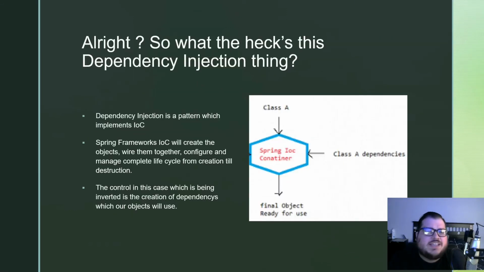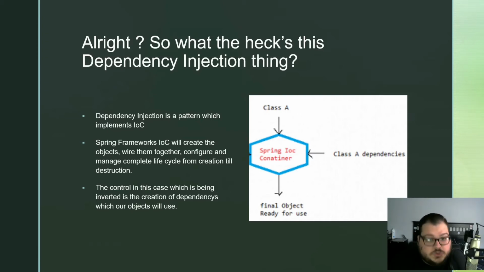And also, what the heck is this dependency injection thing, right? So dependency injection is basically just a pattern which implements inversion of control, right? So Spring's framework's inversion of control will create the objects, wire them together, configure and manage the complete life cycle, and it'll handle it from creation till destruction.